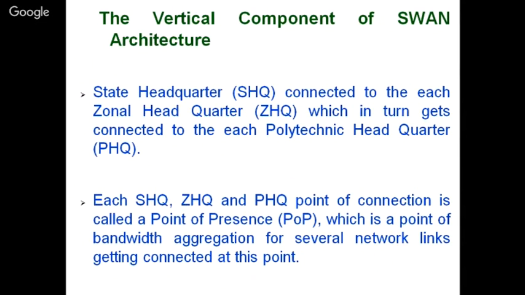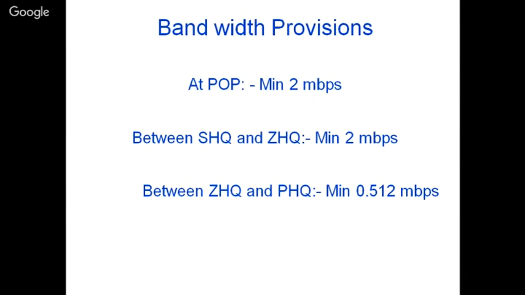They should be connected to a headquarter, the main headquarter, and the zonal headquarter. So they have a state. He proposes a vertical component of SWAN: the state headquarter connected to the zonal headquarter, which in turn is connected to each polytechnic headquarter. Together, the state headquarters, zonal and polytechnic headquarters connection is termed a point of presence, which is a point of bandwidth aggregation for several network links getting connected at this point. And for that, they say that at a point of presence, we should have a minimum speed of 2 Mbps.